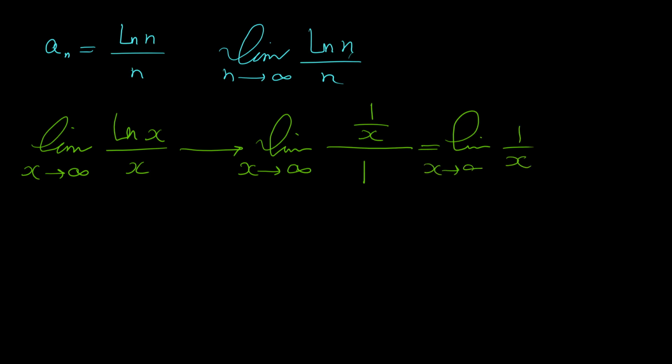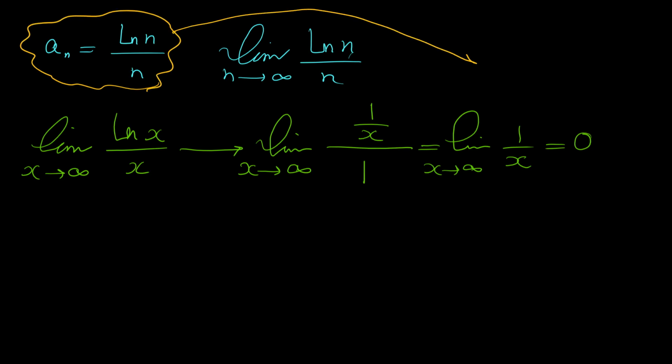What is the limit of 1 over x when x approaches infinity? 0. Because in the numerator we have a number. The denominator approaches infinity. Any number over something that grows to infinity is equal to 0. So the limit of 1 over x is 0. So this means that this given sequence here converges to 0. So this sequence is a convergent sequence and it converges to 0. So the limit of this given sequence is 0.